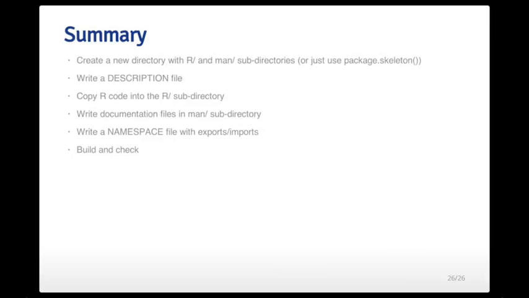The basic checklist for creating an R package is: create a new directory, create the R and the man subdirectories. You could also use package.skeleton for this. You need to write a description file. You need to put your R code into the R subdirectory. You need to write documentation files into the man subdirectory. Create a namespace file which defines your exports and imports, and then build and check your package to make sure it passes all the checks. And so that's your basic template for building an R package.